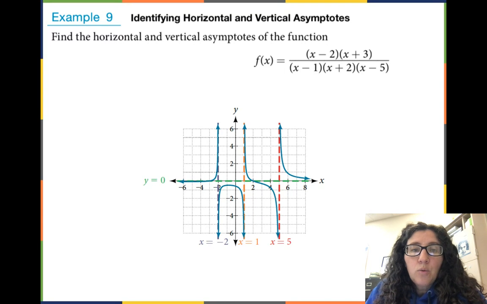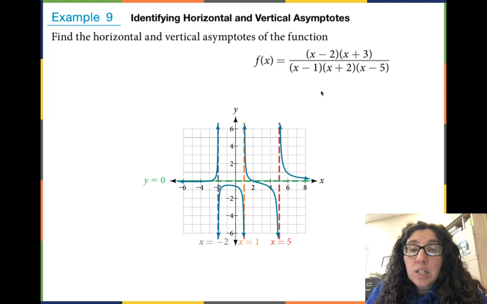All right, let's find the horizontal and vertical asymptotes of this function. They have it factored for us already. Well, that's actually not very helpful, but it's factored. We wish that it wasn't factored, right? This is going to be degree 2. This is going to be degree 3. So what does that tell us? The degree of the denominator is bigger than the degree of the numerator. So the asymptote is at the x-axis, y equals 0. Okay, so there's a horizontal asymptote.